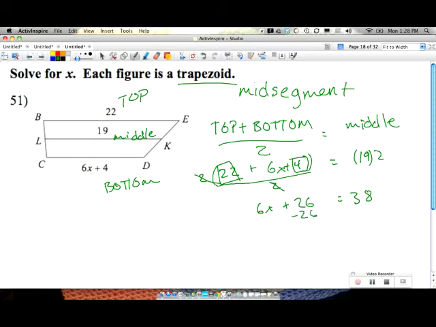Now I just got to solve for x. So I'm going to subtract 26, subtract 26. And that gives me 6x equals 12. When I divide by 6 on both sides, I should get x equals 2. And all it did was ask me to solve for x. So I got x equals 2. I don't have to plug it back into anything.